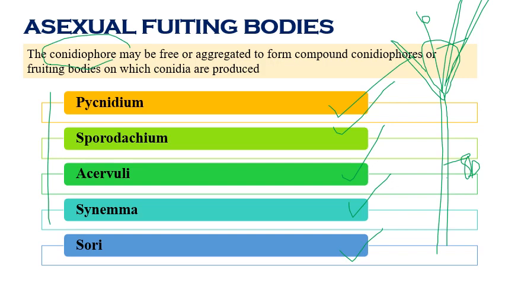So here we have the types of asexual fruiting bodies: pycnidium, sporodochium, acervuli, coremia, and sori. Just remember, all these are produced on the leaf. If you see them in a microscope, you can clearly observe these structures.